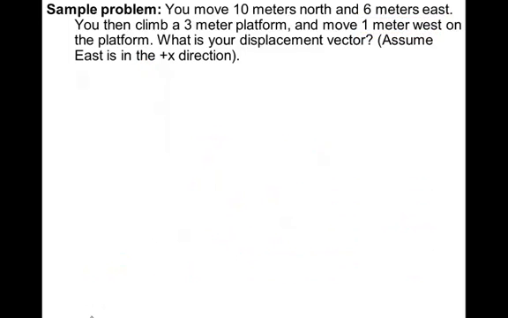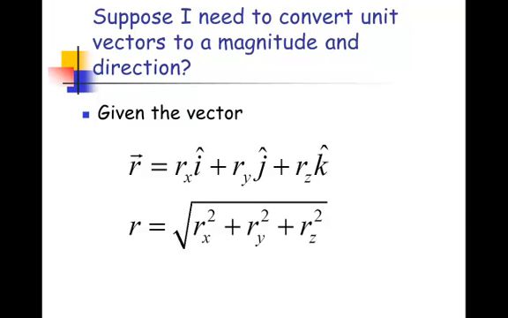Really simple. Okay, suppose I need to convert the unit vectors to a magnitude and a direction. So let's say we're given this displacement vector and we want to figure out the magnitude. Well, it's pretty simple. We just take each coefficient of the i hat, j hat, and k hat, square it, sum them up, and take the square root.